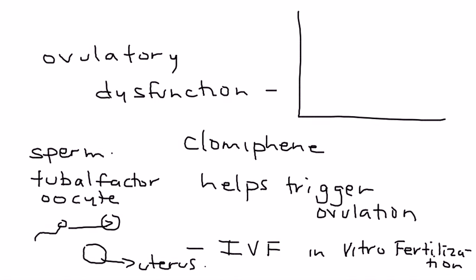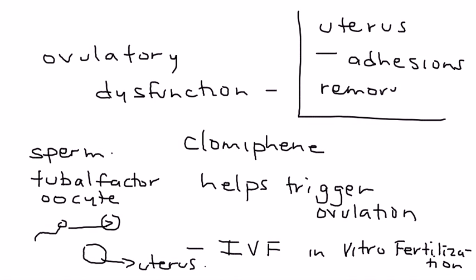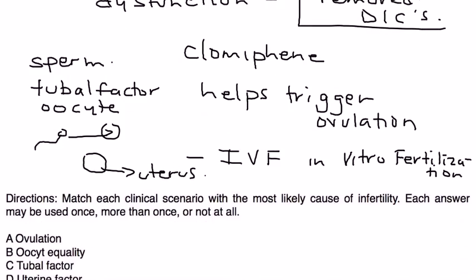And then one final thing I wanted to mention is sometimes the uterus itself, the lining of the uterus, is incompatible with implantation. And the reason is because there's a lot of adhesions or scar tissue, and that needs to be removed. And this can happen when people undergo repeated DNCs, and we'll talk a little bit about that when we get to the clinical vignettes. And here they are.